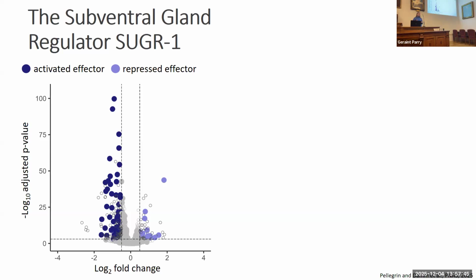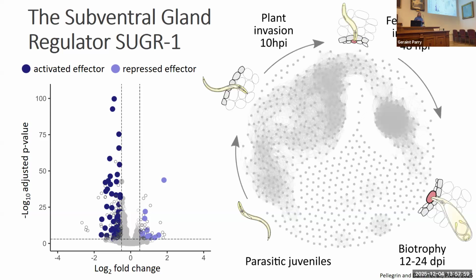So now we have our subventral gland regulator, and we know it regulates effectors. So the next question we ask ourselves is, what kind of effectors does it regulate? And when are they important, as it's a subventral gland regulator? And to visualize that, we use this effector network that you see here. In this network, all of the different dots that you see represent, again, an effector gene. And if they're connected by a line, that means that their expression is correlated over the different life stages of the nematode. So effectors that are expressed at the same time tend to cluster closely together here.